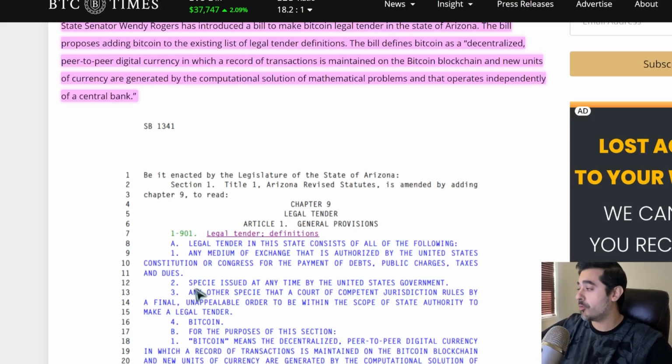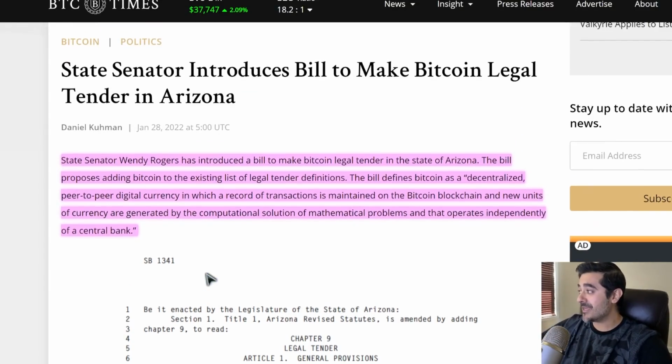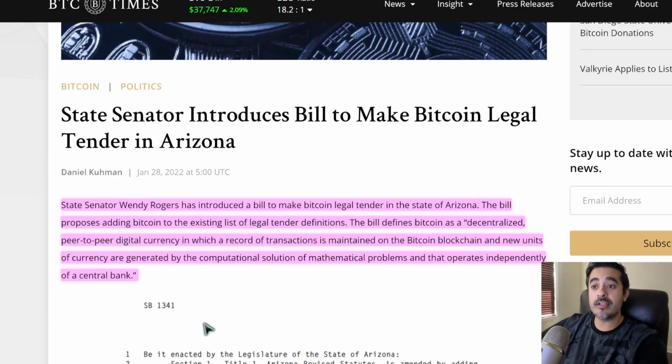Now, why is this important also? This is very important because you start to realize that with these many people, like 40 plus million people with Bitcoin wallets, this is going to become a big political point. There are going to be a lot of politicians that start supporting Bitcoin in order to get votes from those 40 million people that support it.